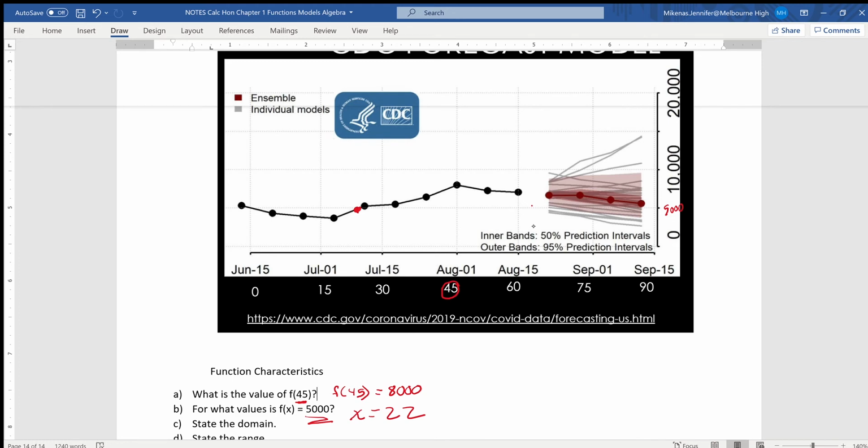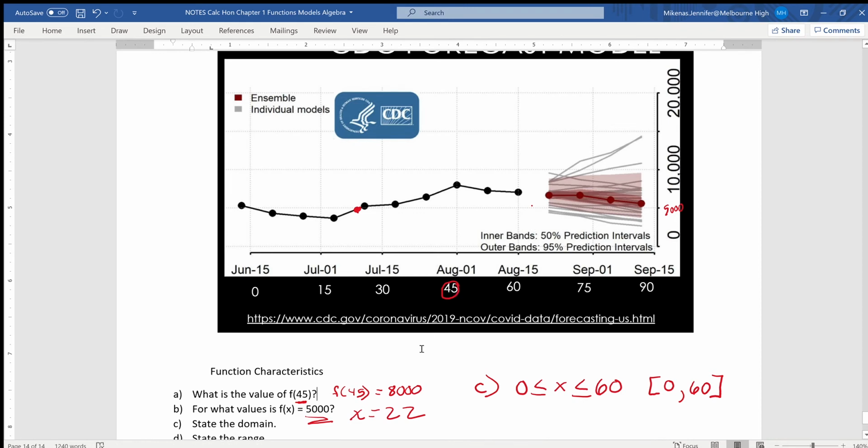So I'm going to move the answer to part C over here. So we have x values between 0 and 60. That's one way that you can write your answer. The other way you can write your answer is using interval notation. Remember, we use brackets when you are including your endpoints.